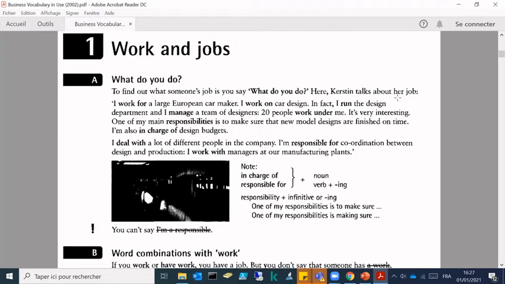So here I will go ahead and read. So what do you do? The response: I work for a large European car maker. I work on car design. So you see that he used I work twice. I work for and I work on.